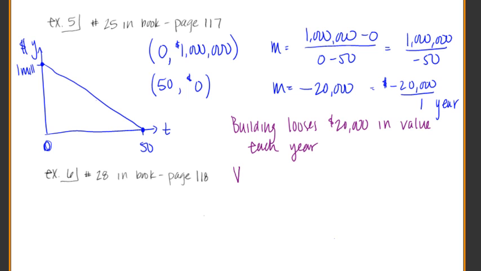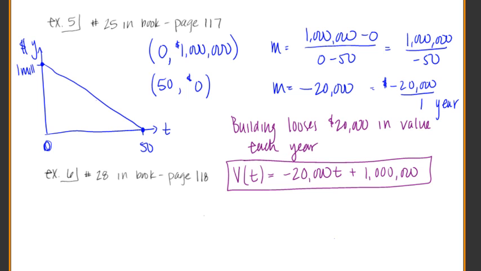So let's write ourselves a value equation. The value of the building at time t is always going to be y equals mx plus b. m is our slope, which we found was negative 20,000. Our x in this case is t, so our x-axis is time, and then plus my y-intercept. Well, what was that y-intercept? It was that initial value, plus 1 million. So here is our basic foundational equation: the value of the building at any time t is going to equal negative 20,000 t plus 1 million.